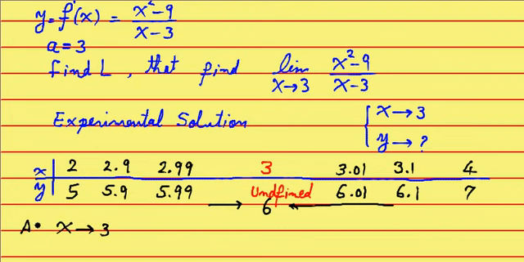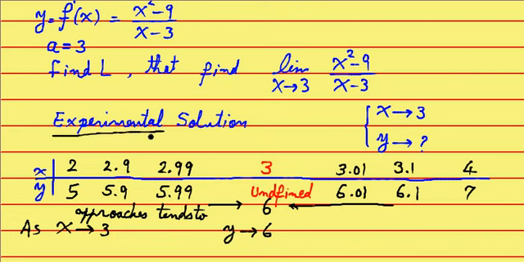So here we can say our answer as x approaches 3. We say as x, this arrow you are going to read as approaches, or tends to, or comes close to, or any of these types of expressions. As x approaches 3, y approaches 6. So that is an experimental way of finding a limit.